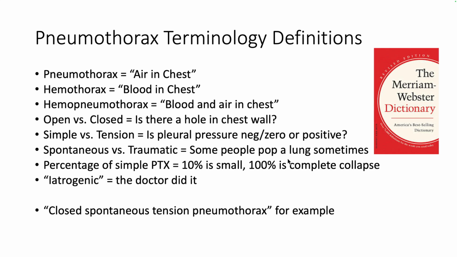So how would we chain these things together? We could say the patient has a closed, spontaneous, tension pneumothorax. Closed meaning there's no hole in the outside of the chest. Whatever air is leaking is happening inside. Spontaneous means it happened on its own. It wasn't our fault. The patient didn't get stabbed or anything like that. Tension means that there's increased pressure inside the chest, and then obviously pneumothorax means there's just air and no blood. And again, we can mix and match those terms as we go through.